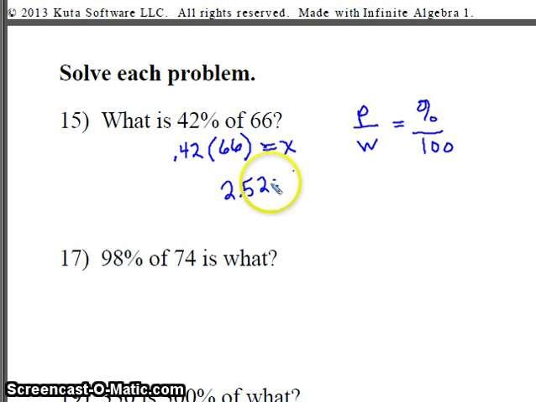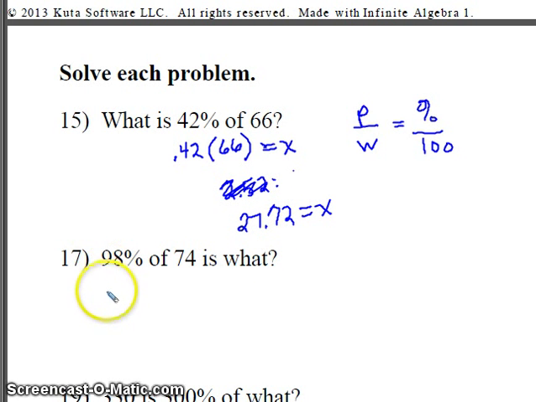42% of 66. Oh, I don't think that sounds right. Let me try that again. 0.42 times 66. 27. Scratch that. 27.72 equals X. I knew that didn't look like about half of 66. 50% would have been 33. So I knew that didn't sound right. Okay, we can try this one.